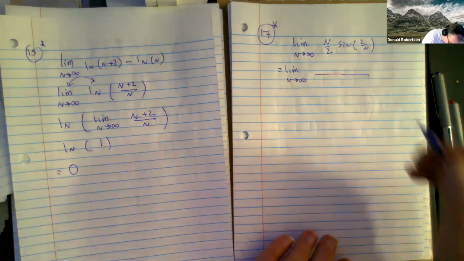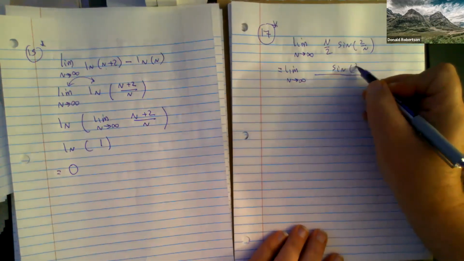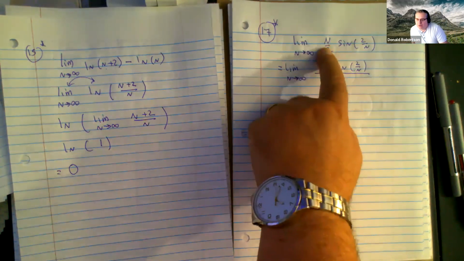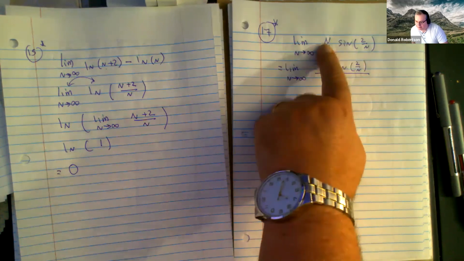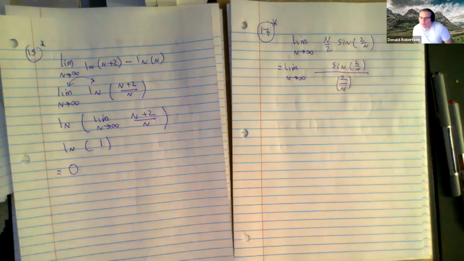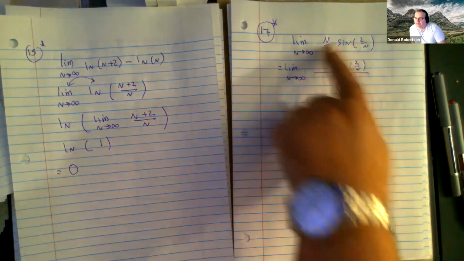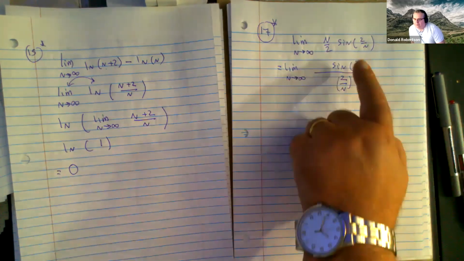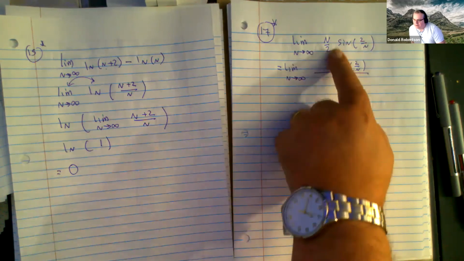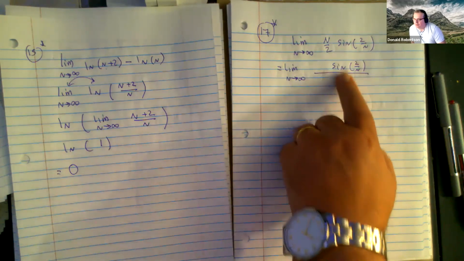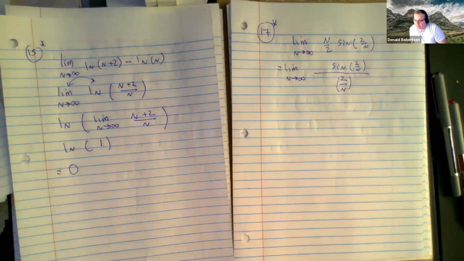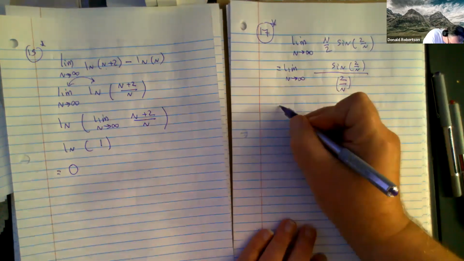But this one has to be turned into a fraction. So I'm going to leave that guy. N over 2 multiplied. That guy is the same as this. That makes sense? That guy to the -1, right? Which basically means turn the thing upside down, right? So, L'Hopital can now work.